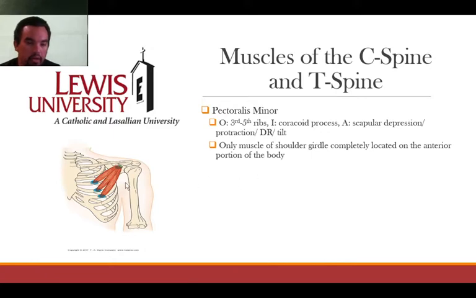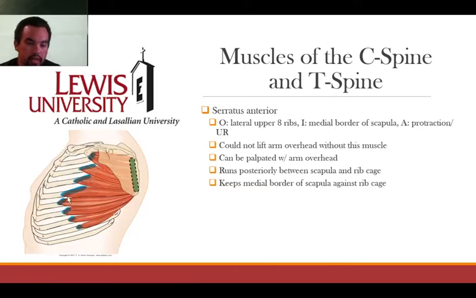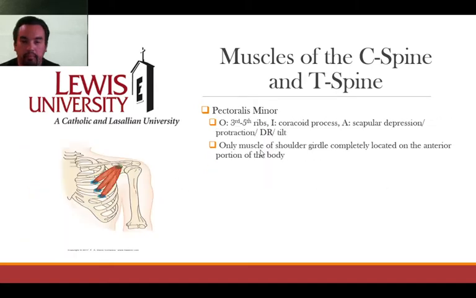So you see how the serratus anterior went lateral and then onto the posterior side. The pec minor does not do that. It goes right underneath. It starts anterior and inserts anterior because that coracoid process is on the anterior portion of the body.